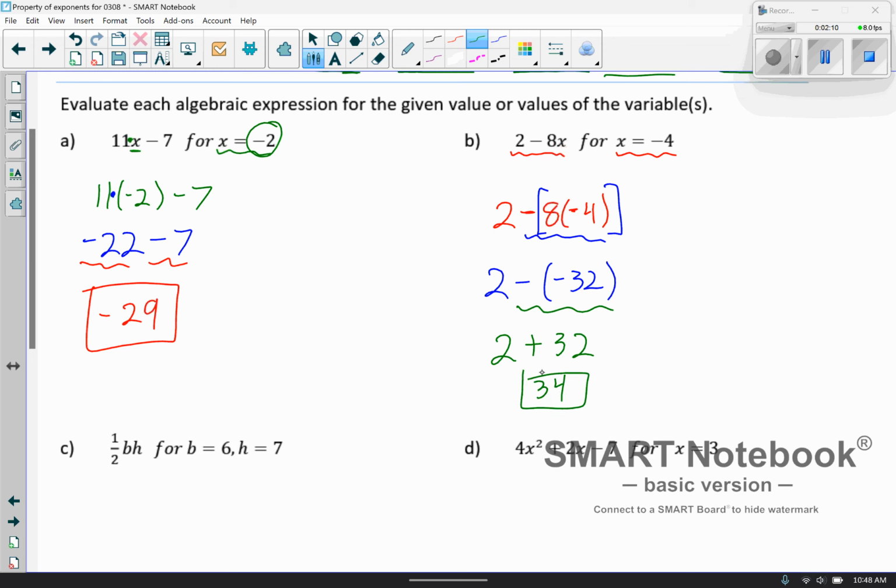Now, depending on how comfortable you are, you could have actually just jumped from this step to this step right here, noticing that you have your double negatives. And if you wanted to just change that to a plus 32, you could. I did go ahead and show that extra step just to be sure I didn't confuse anybody there by leaving out anything.